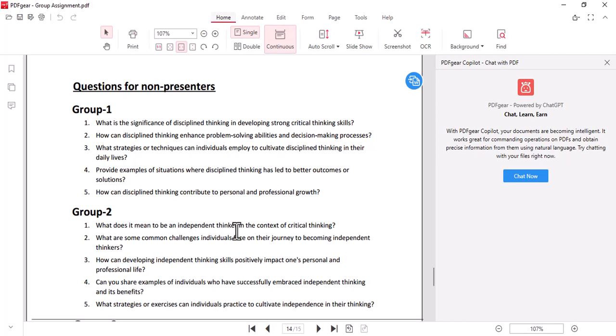What does it mean to be an independent thinker? It means to evaluate information, questioning the information in an analyzing way, and evaluating arguments, and having a broad perspective on the subject, and making the best decision we can.